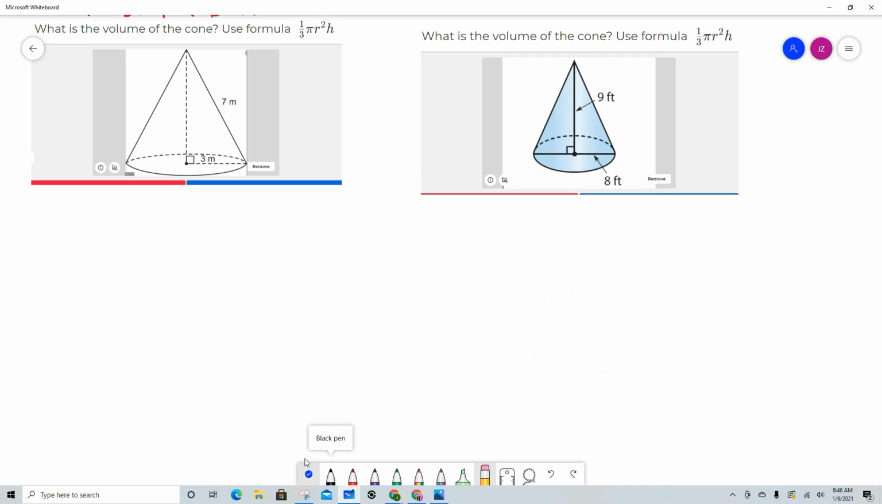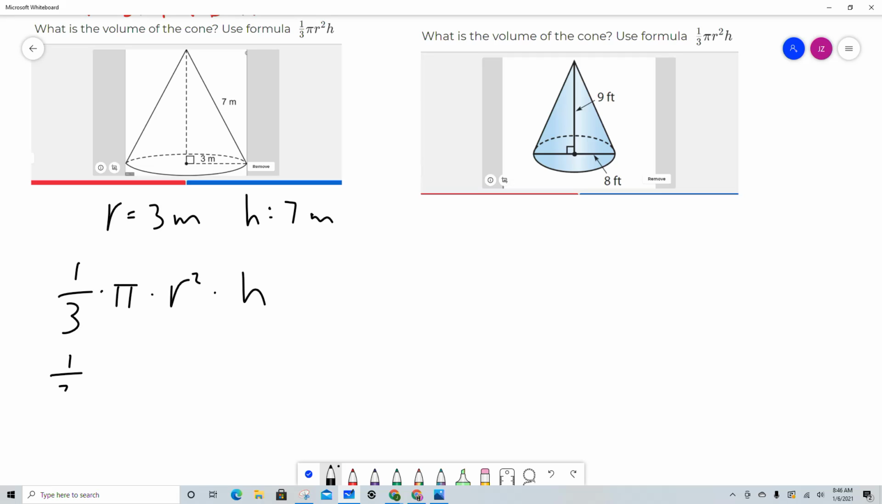So the formula for this one, we have it right here. It's still pi times radius squared times the height, but I put a 1/3 in front of it right there. And you're going to multiply 1/3 by all of this. So it's going to be very similar. So in this problem, where we have the radius of 3 meters, the height is 7 meters, the formula is 1/3 times pi times radius squared times height. So we substitute what we know. The radius is 3 squared times 7. And then we put this in our calculator.